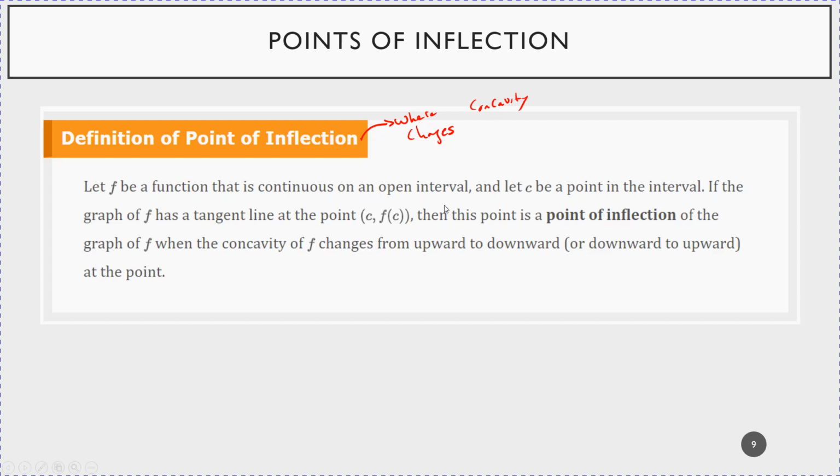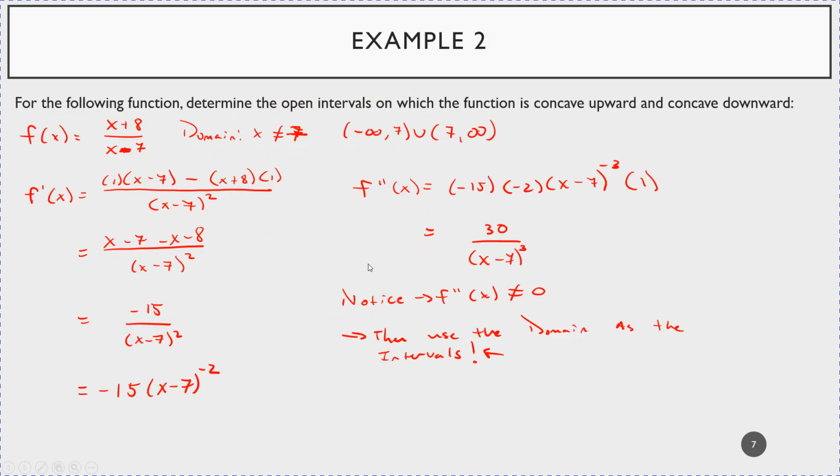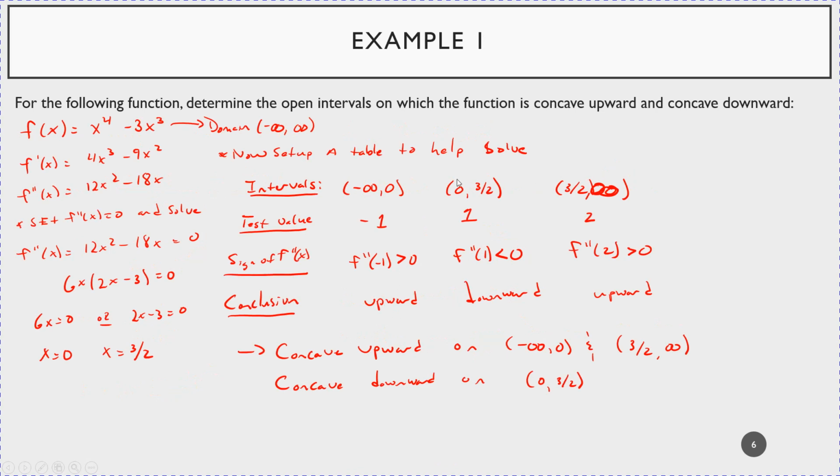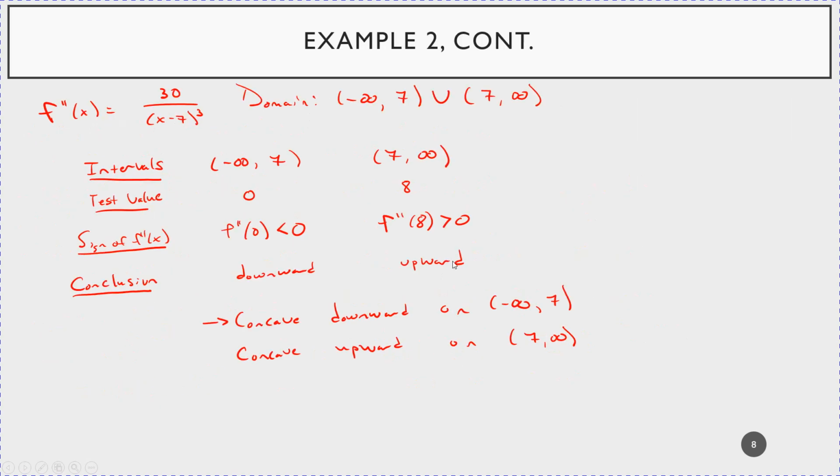So going back here for this example, when we worked this one in the previous lecture, it changes from concave upward to downward, so there's a point of inflection here at x is equal to 0. And where it goes from downward to upward, there's an inflection point here at x is equal to 3/2 for this function. Just where the concavity changes.